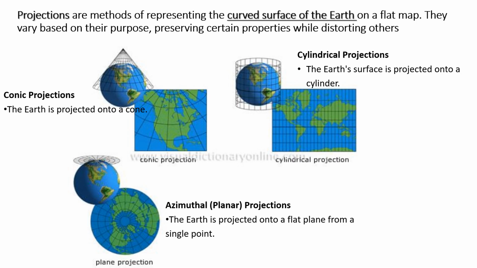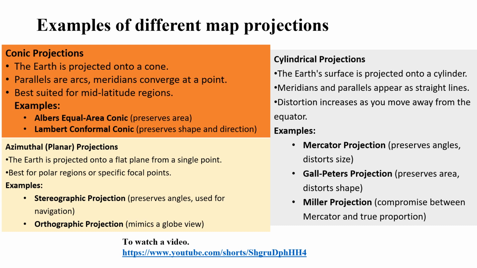The projections are methods of representing the curved surface of the Earth on a flat map. They vary based on their purpose, preserving certain properties while distorting others. In this case, we present the three kinds of projections: the conic projection, the azimuthal projection, and the cylindrical projection. We express now the examples, the advantages, and the areas where we work with these projections.